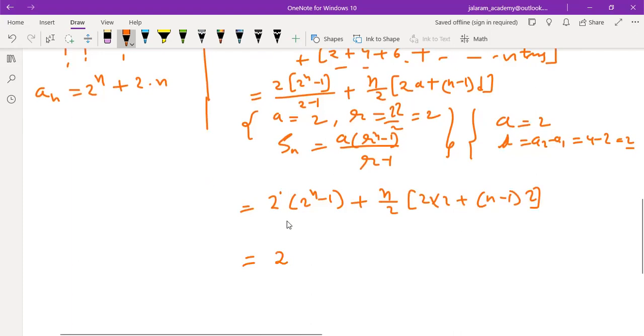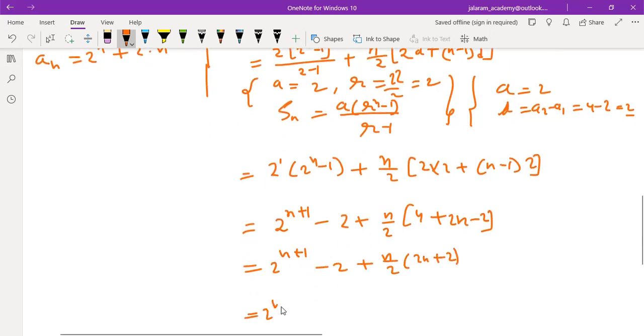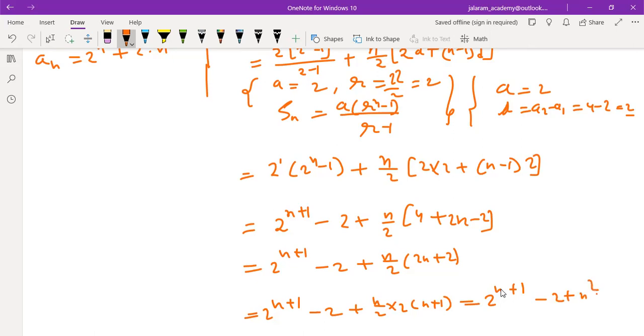When we open the bracket, powers will be added: 2 to the power n plus 1 minus 2, plus n by 2 into 4 plus 2n minus 2, equals 2 to the power n plus 1 minus 2 plus n by 2 into 2n plus 2. When we open the bracket, 2 to the power n plus 1 minus 2 plus n by 2 into 2 common into n plus 1, the 2s cancel out. 2 to the power n plus 1 minus 2 plus n into n plus 1 is n square plus n. So this is the answer.